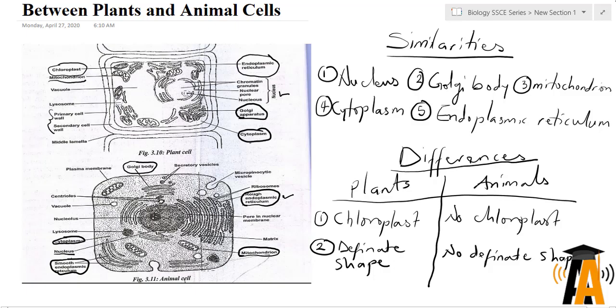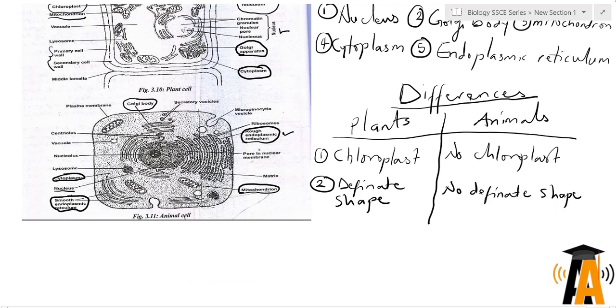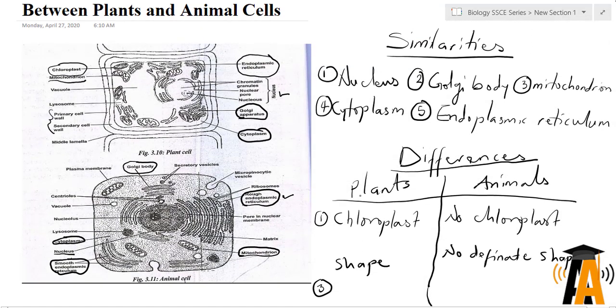Then let's pick another difference. Just scroll down a bit so that I can write it out. Difference number 3. Now, plant cells have large vacuoles. Let me point it out.